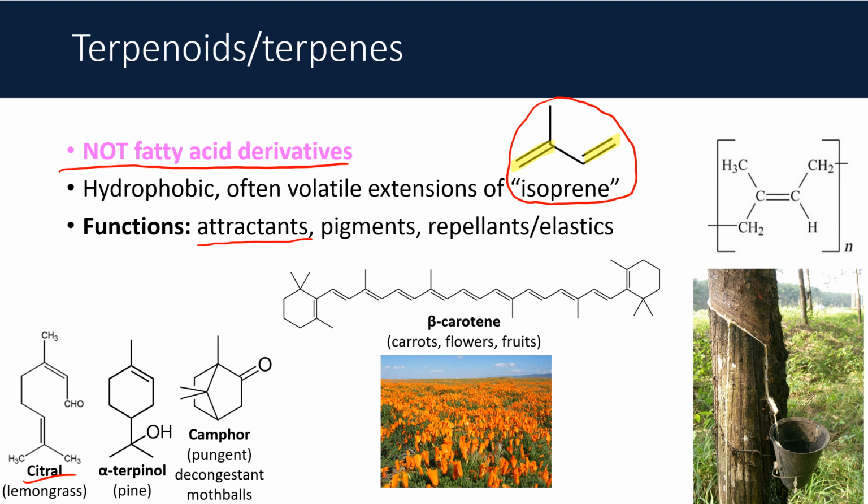Very simple modifications to one terpene change its molecular structure and therefore change which olfactory sensors get triggered in our noses. By basically adding a bond here and then turning this into a hydroxyl, you convert the lemongrass scent, citral, into the pine scent, alpha terpenol. And then another modification to that small terpene derivative turns pine scent into camphor, the scent of Vicks VapoRub.